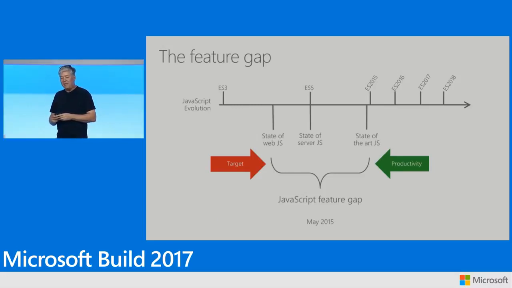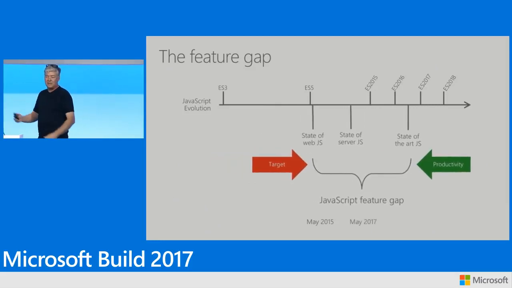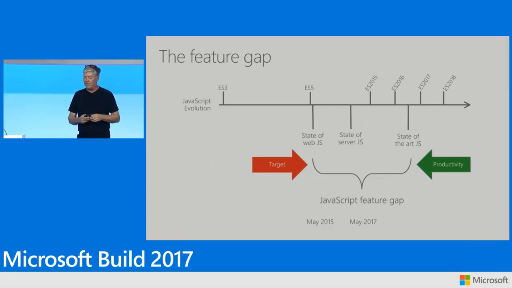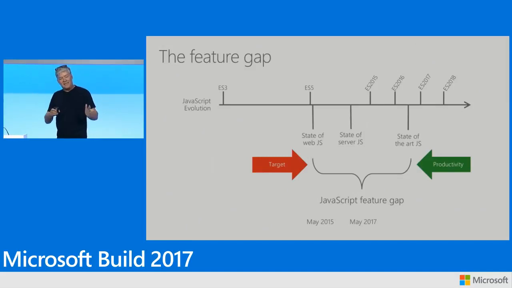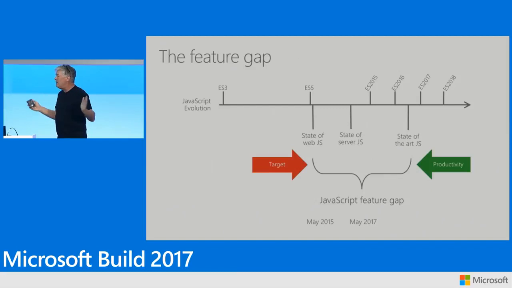And that's what I call the feature gap. And that gap is not a one-time phenomenon. It's a thing that just continues to exist. Here we are now 2 years later. We're about to ratify ES 2017, yet on the server, Node.js has yet to get ECMAScript 2015 modules. They're still doing CommonJS. And we've only just gotten to the point where you can assume ECMAScript 5 in your browser.